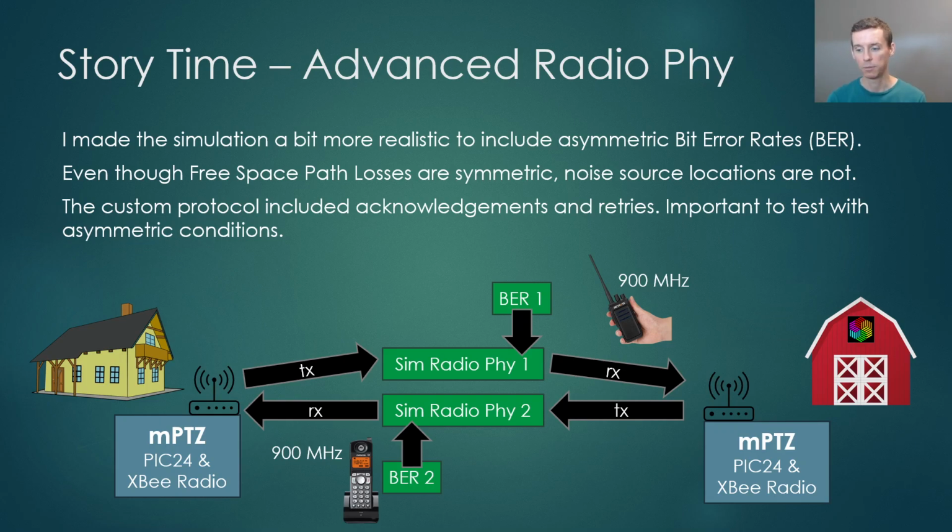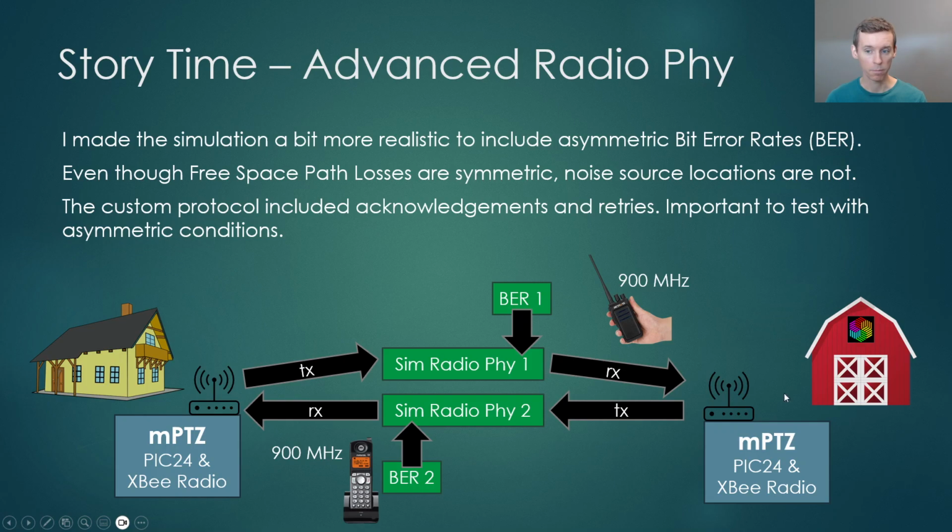And because of the custom protocol that I wrote, and we used something custom because to get max range, we ran at a really slow baud rate. So yeah, the custom protocol included acknowledgements and retries. It was bidirectional.